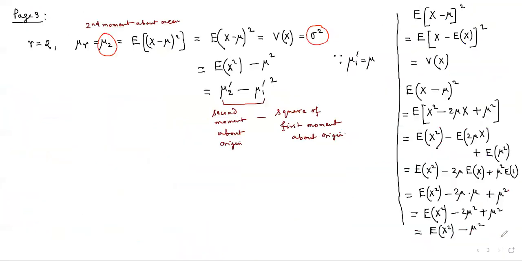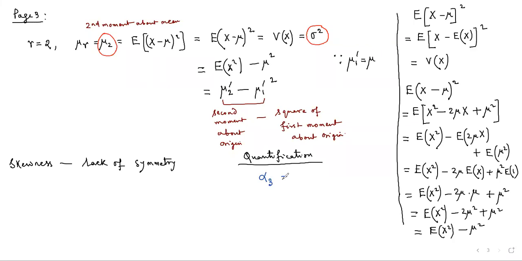Skewness, as I showed you by the diagram, can be defined as the lack of symmetry in the curve. But if I want to quantify skewness with the help of some formula, the quantification formula for skewness would be the following. It would be denoted by alpha 3. This is the symbol, and it is the ratio of the third moment about mean, that is when r equals to 3, we get mu3.